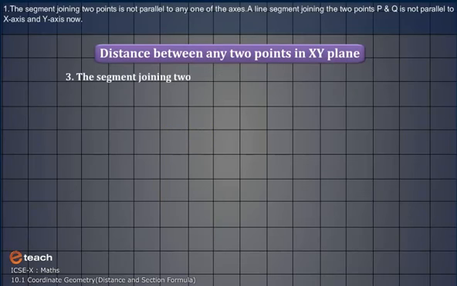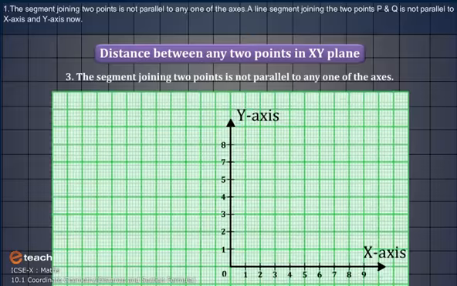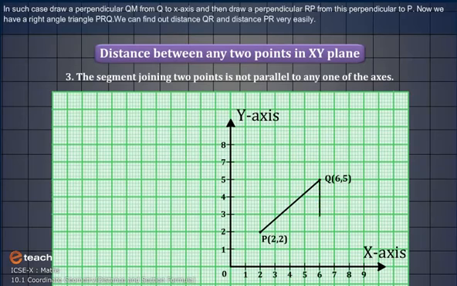The segment joining 2 points is not parallel to any one of the axes. A line segment joining the 2 points P and Q is not parallel to x-axis and y-axis now. In such case, draw a perpendicular QM from Q to x-axis, then draw a perpendicular RP from this perpendicular to P.